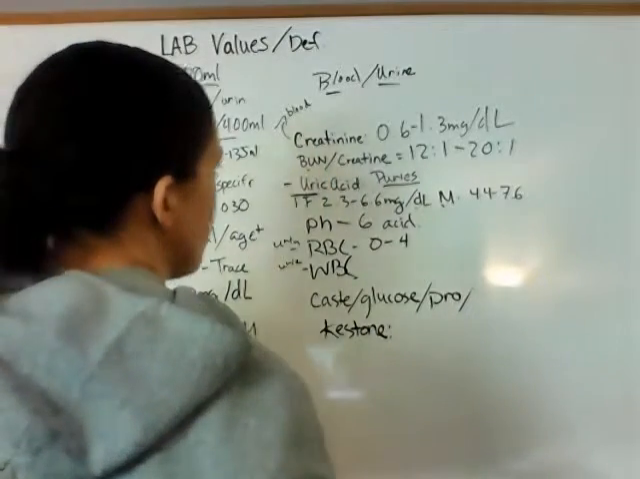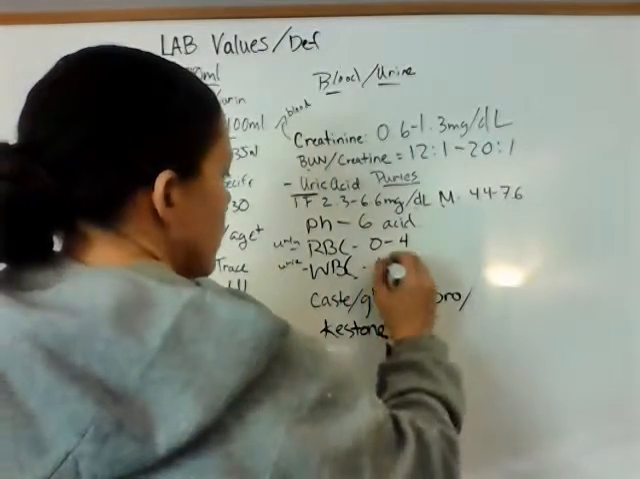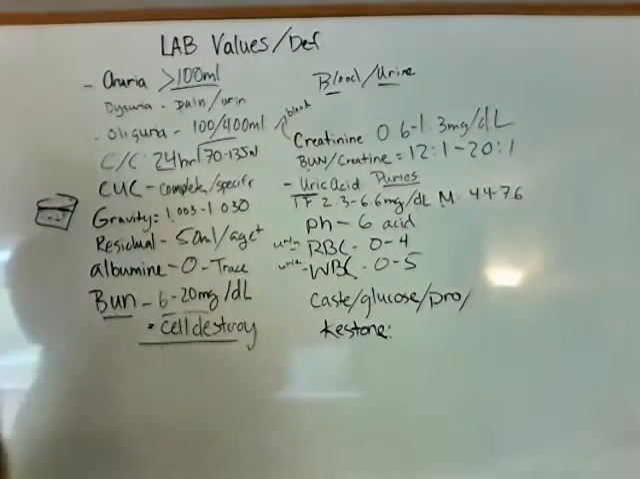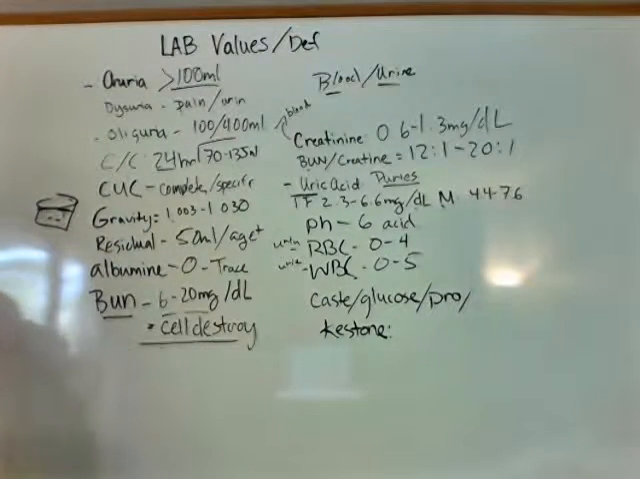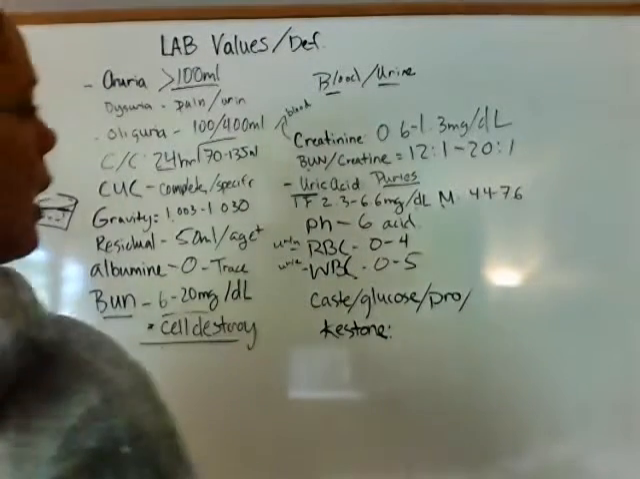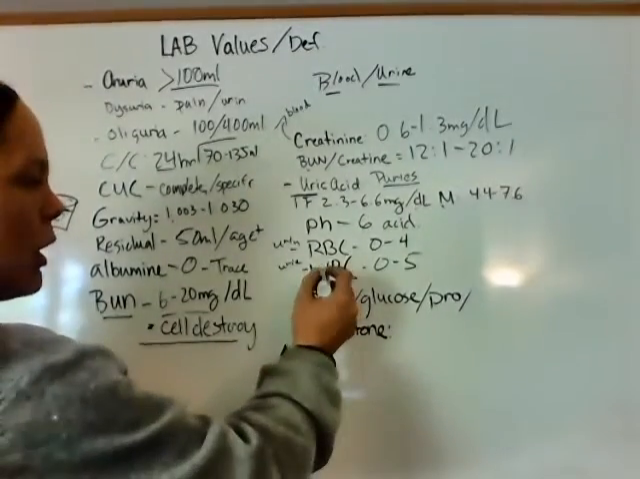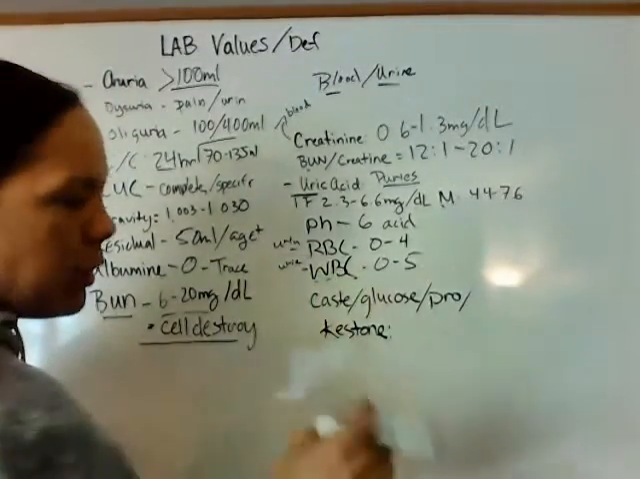That makes me want to double check that one. But your white blood cells are a little bit smaller than your red blood cells. So when you're looking at your white blood cells, you'll have more in there. All right. So when you're looking at your blood cells, you should have really no blood cells in there.